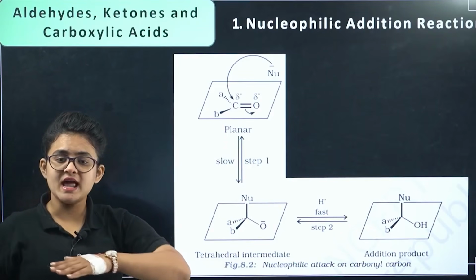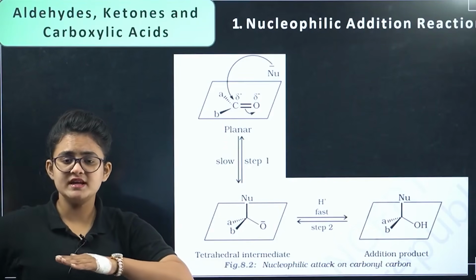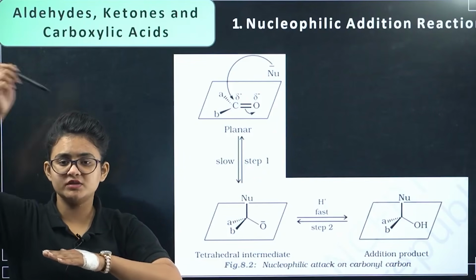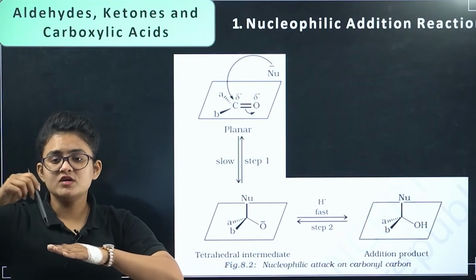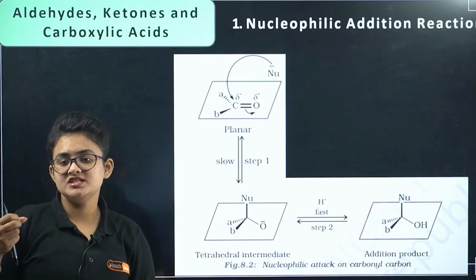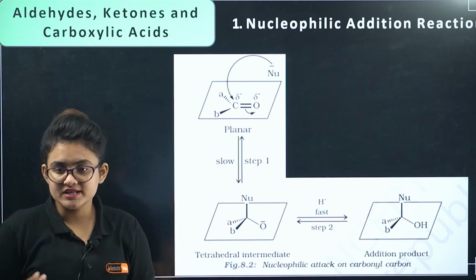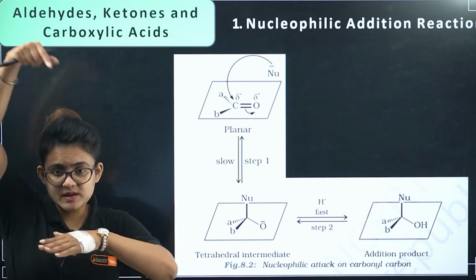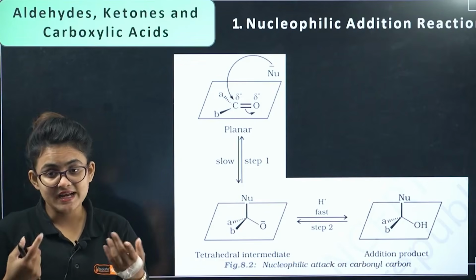Now nucleophile approaches from the top or from the bottom. So let's take nucleophile is approaching the carbon center from the top, right, and the carbon oxygen bond, one bond gets opened up. So from the planar structure it becomes non-planar, rather tetrahedral. So nucleophile is approaching from the top, right? So it makes the structure tetrahedral.